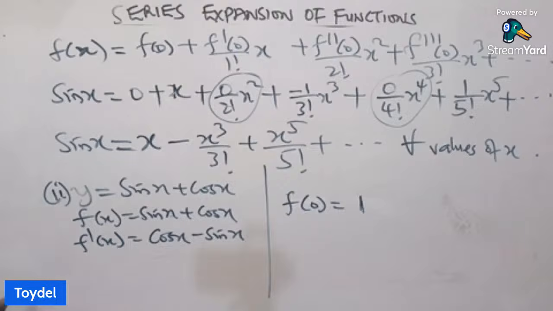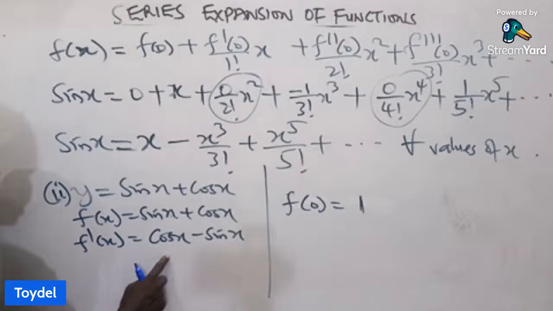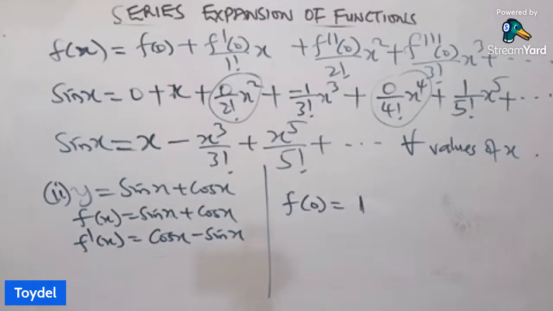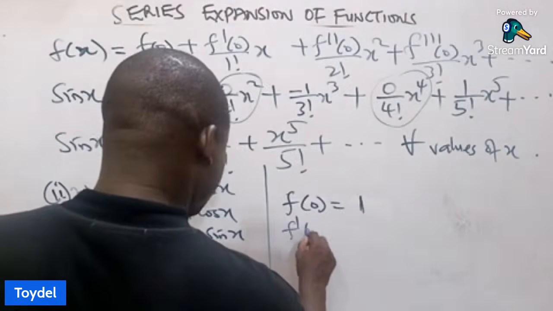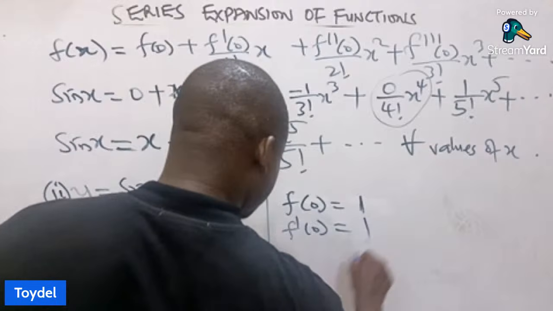Then f prime of 0: here, cos 0 will be equal to 1, and sine 0 is 0, so minus sine 0 gives 0. So f of 0 there will also be 1. F of 0 here will be 1, and f prime of 0 will also be 1.